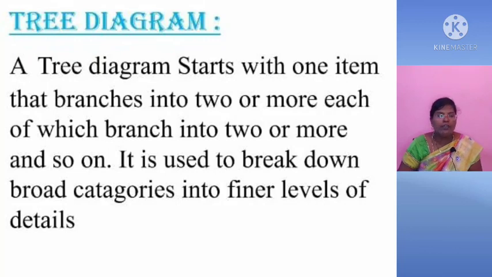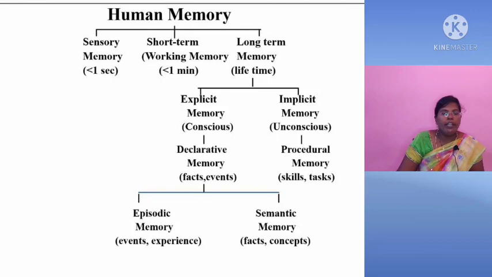Okay. Next we will move to the diagram. Here the diagram is human memory. In this tree diagram, human memory has been divided into three branches. First one is sensory memory, second one is short term memory, third one is long term memory.